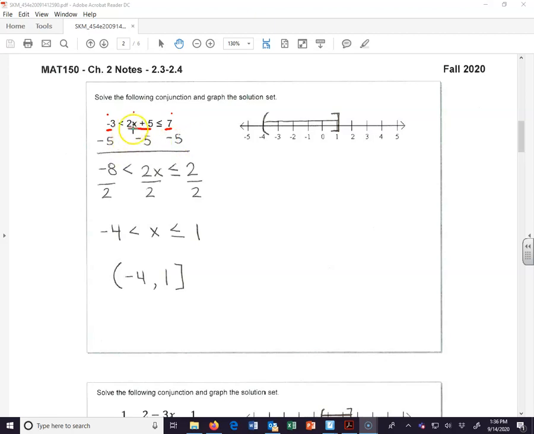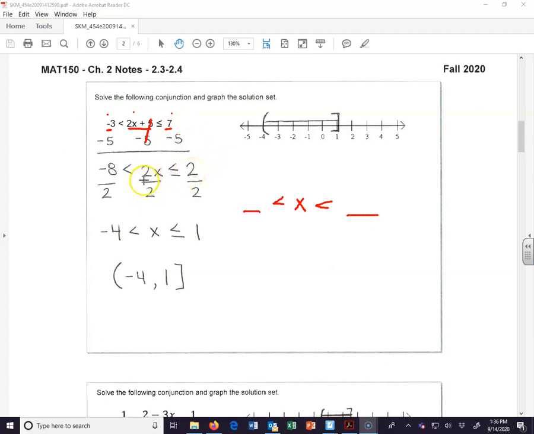So we want x by itself in the middle. You're going to end up with x less than or greater than something, and then values on both sides. So we want that x by itself, so we're going to subtract 5 from all 3 parts. So -3 minus 5 gives us -8. This cancels out, and we're just left with 2x, and then 7 minus 5 is 2.